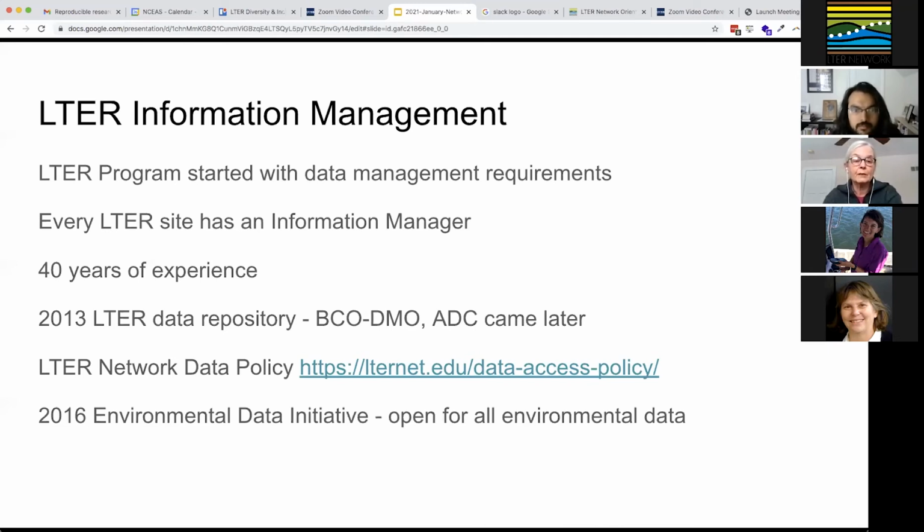The LTER data repository merged into the Environmental Data Initiative's data repository, which now is open to all environmental data. So if you are coming from a different place and have done research before, or are moving on away from LTER sites, you still can archive all your data with the Environmental Data Initiative. And I'll get to a few more resources on that in the end. Next slide, please.